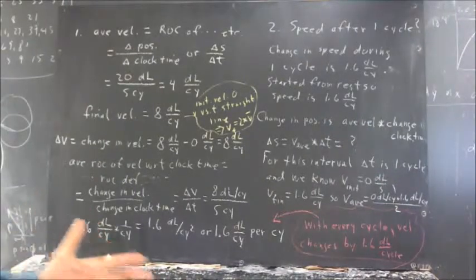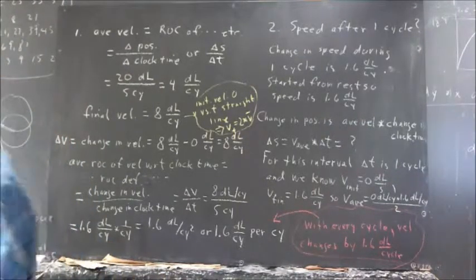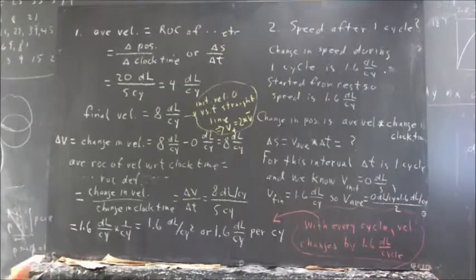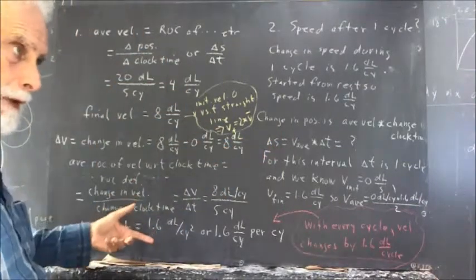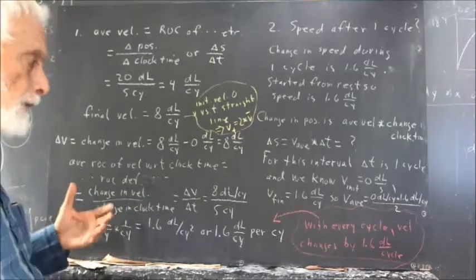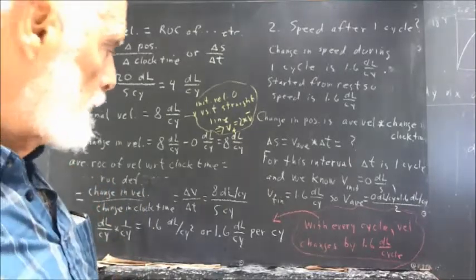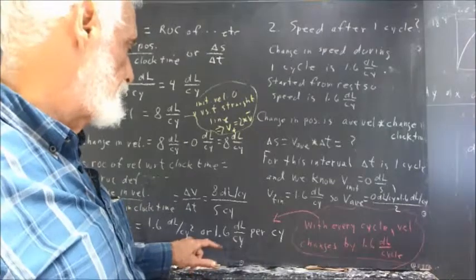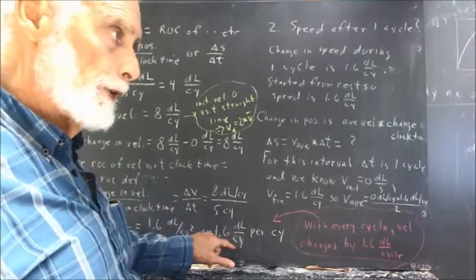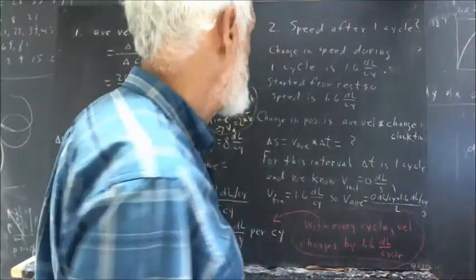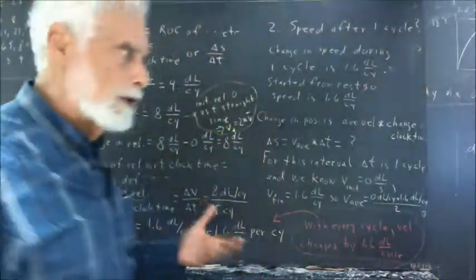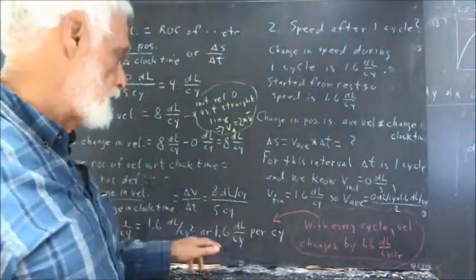Okay, now we're asked first to find the speed after one cycle of the pendulum, given the information we have here. The information being that the ball starts from rest, and every cycle it increases in speed by 1.6 nominal lengths per cycle. Okay, so speed after the first cycle, what is it? And you should really think through this if you haven't, using this fact.